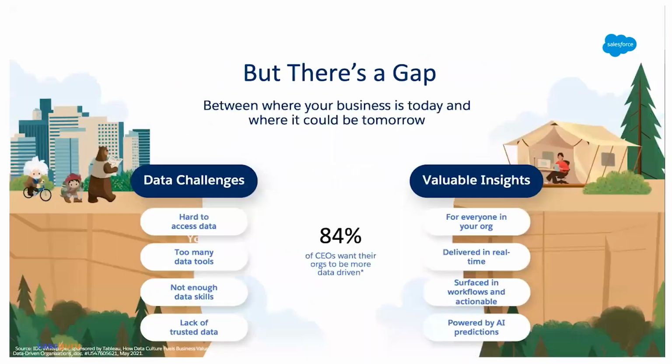Now, there's a gap, right? We all know there's a gap. And there's a gap because there are data challenges and valuable insights. So today, like I said, every organization, even the smallest organization, is using at least 50 plus applications, right? From managing people to managing inventory, managing supplies, managing your stationery like paper and so on. You have Google Presentations. I mean, there are just so many applications. So what that means is it's harder to access data because the data is placed in multiple different systems.